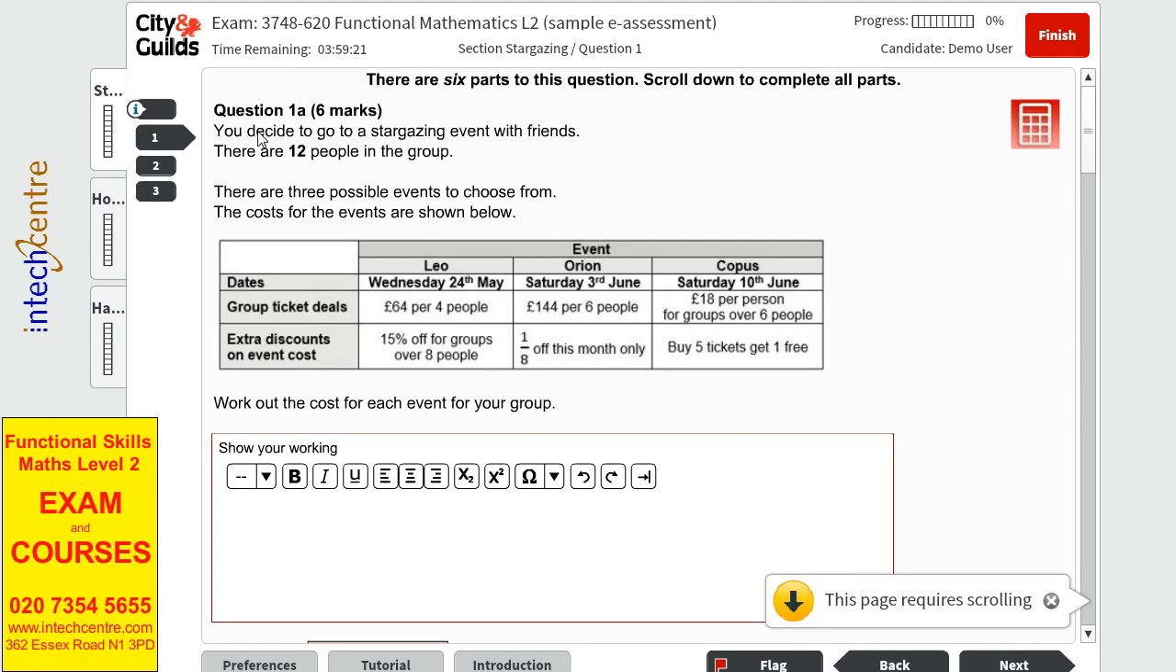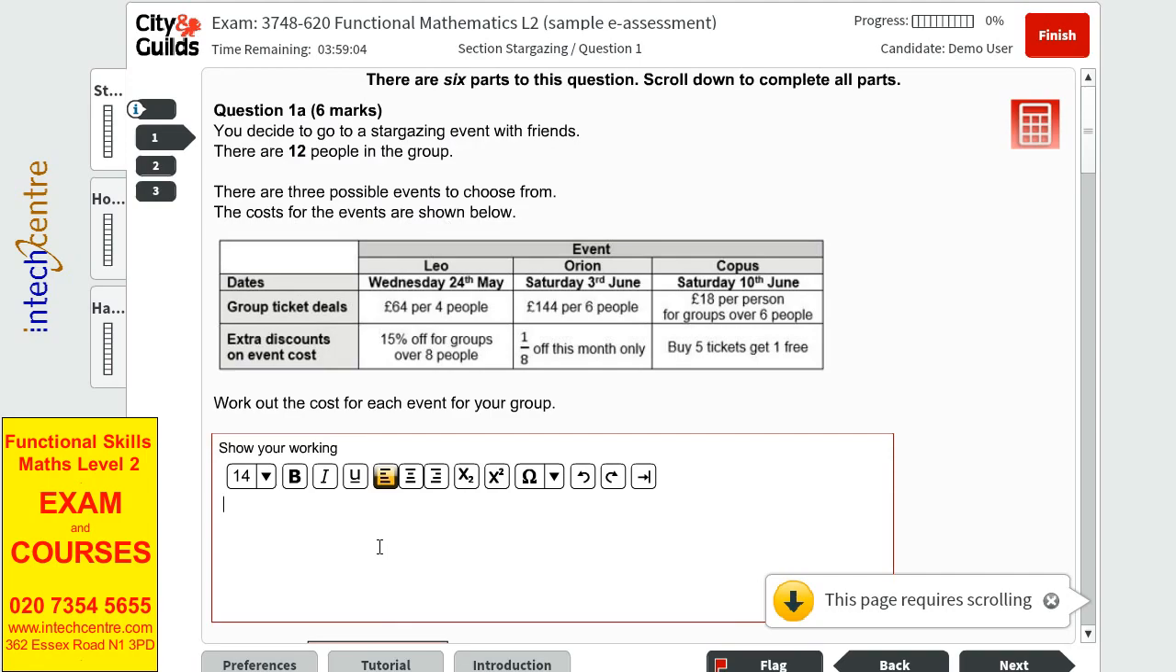Question 1A has 6 marks. You need to decide to go to a stargazing event with friends. There are 12 people in the group. There are 3 possible events to choose from, as we already know, and the cost of the events are shown below. So let's start with Leo.